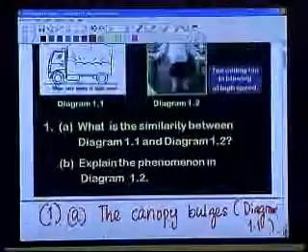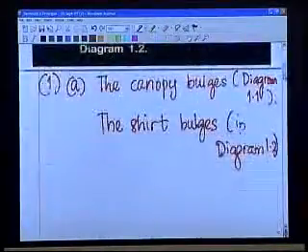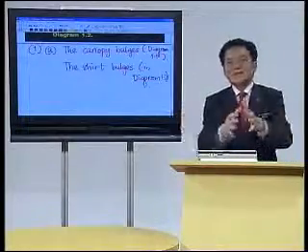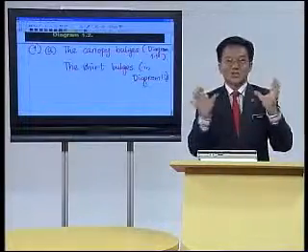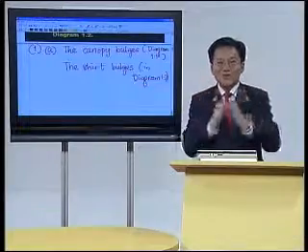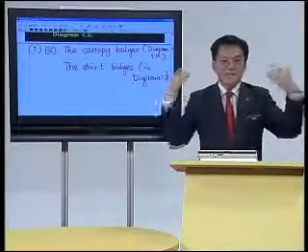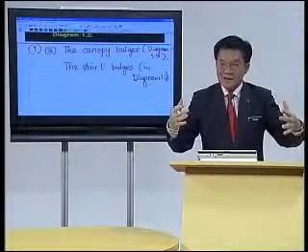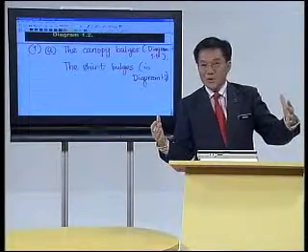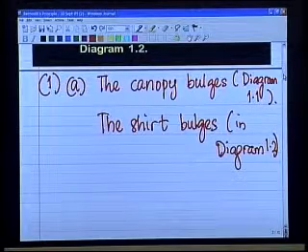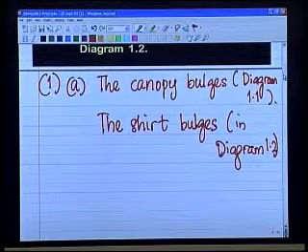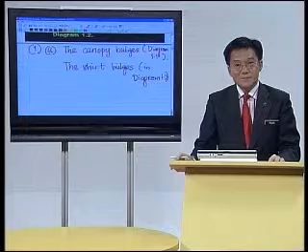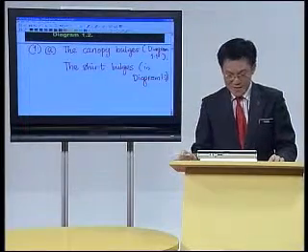Alright, so 1.1, 1.2. Now, as you see the way I just answered the question, it is a very short answer. We do not have to tell long stories. Just answer straight to the point. Just say that the canopy bulges. Put down there, diagram 1.1. And then you say that the shirt bulges, and just mention it is in diagram 1.2. Alright, so we have answered the question.